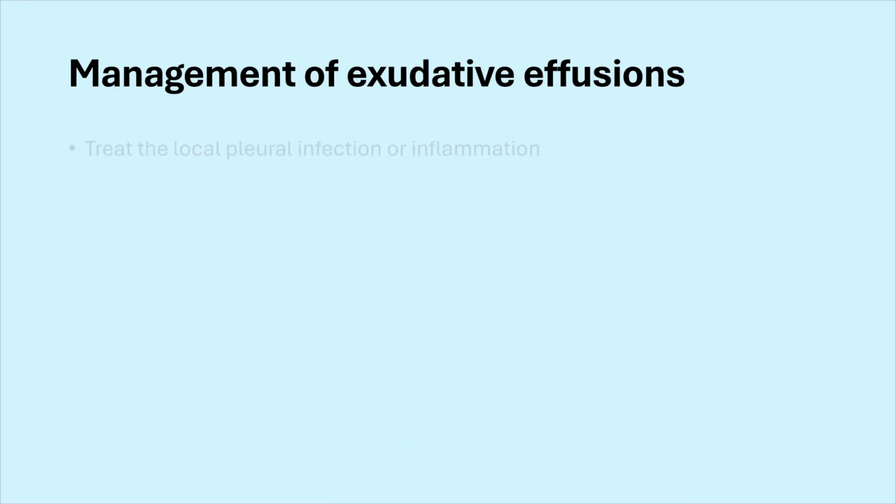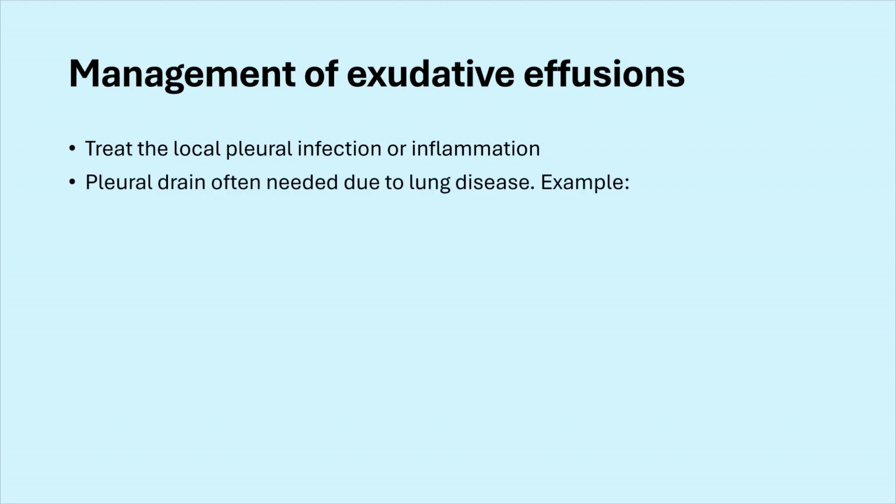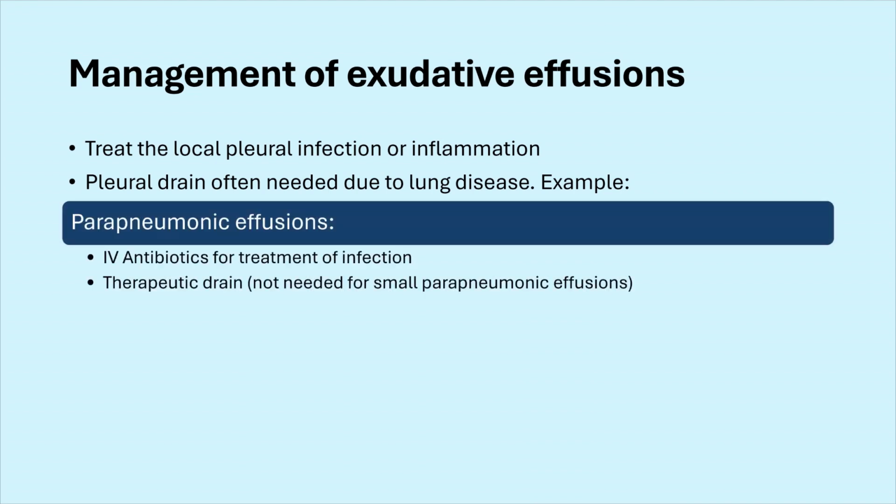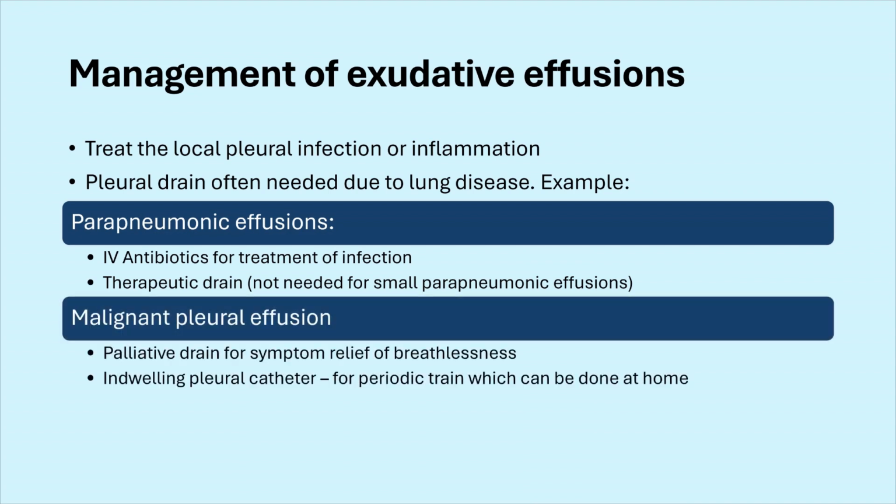To treat it, you need to treat the infection first, which is one of the most common causes of exudative effusions. And often you need to put in a chest drain, as there is lung disease. These are some ways you can treat exudative effusion. If it's a parapneumonic effusion, you give IV antibiotics. You don't need to put in a chest drain if the effusions are quite small, because the antibiotics tend to help with the infection and the body will recuperate from it. If the effusion is quite large, then yes, considering a chest drain might be useful.